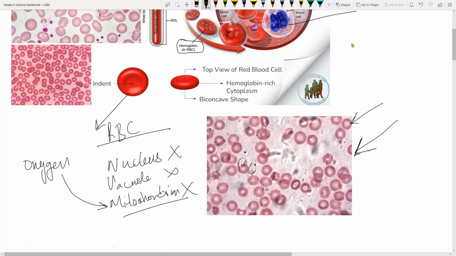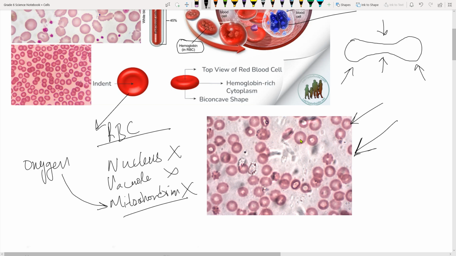So if I made a side view, it is something like this, right? There's a bulge in between, and on the sides it is thicker. It's like a disc. You can see over here there's a three-dimensional image, so this is the indent or the bulge. This is what you're going to look at in the microscope.